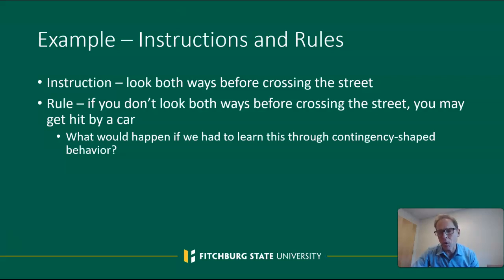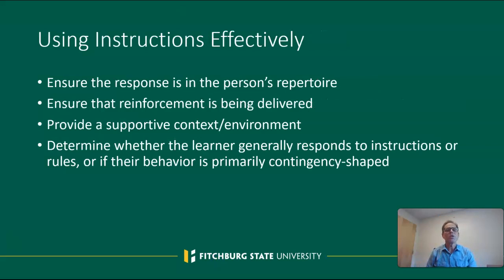And just illustrating the importance of rule-governed versus contingency-shaped behavior, what would happen if we had to learn this through contingency-shaped behavior and not rule-governed, right? Obviously, that would be really problematic. If we had to learn it by stepping out into the street without looking both ways and getting hit by a car, that's going to be really problematic, right, from a number of aspects, not the least of which is just our survival as well as the survival value of the species.